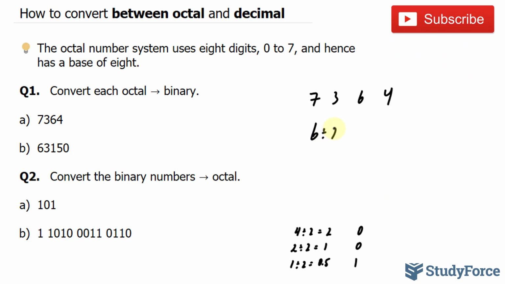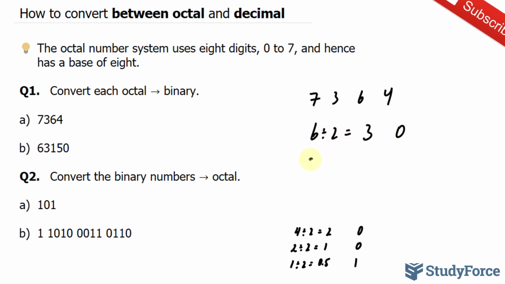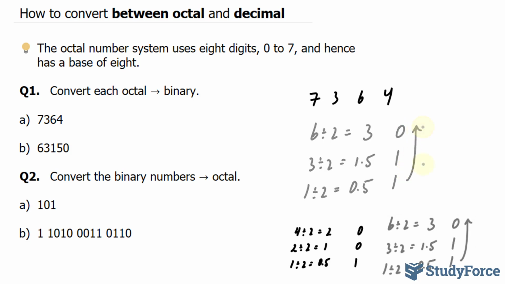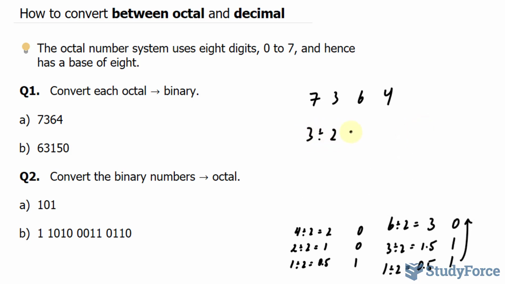6 divided by 2 gives us 3. No remainder, that's read as 0. 3 divided by 2 is 1.5. That contains a remainder, so we read it as 1. And finally, we use the integer portion of the number. 1 divided by 2, that gives us 0.5, another remainder. This number is read as 110. You always read upwards.